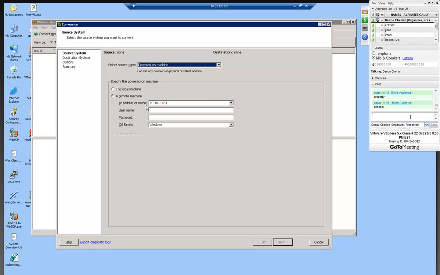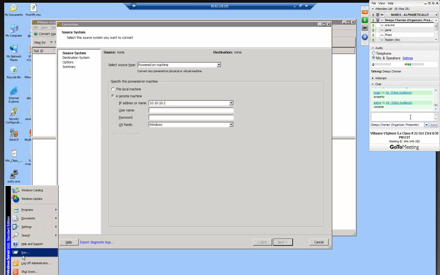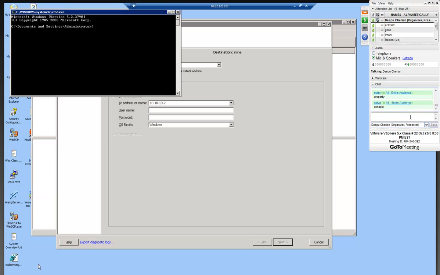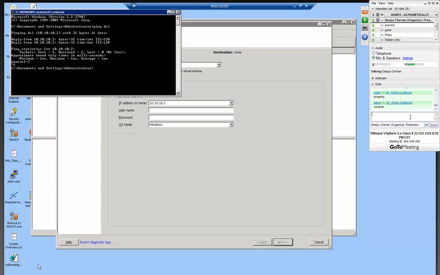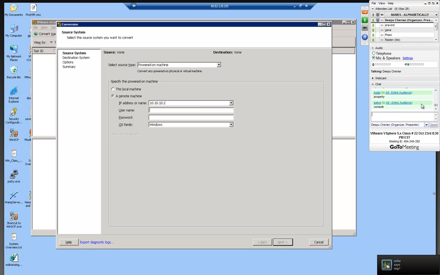So here is the thing. Now you have to give the IP address of the machine. Typically, if you can give the IP address, that is better, because you don't want name resolution issues and all. So I know the IP address of the server I'm going to convert. It is 10.10.2 because DC1 is actually 10.10.2. Ping DC1, and if you do that, it is 10.10.2. That's the IP address, so I'm giving the IP address of the machine.